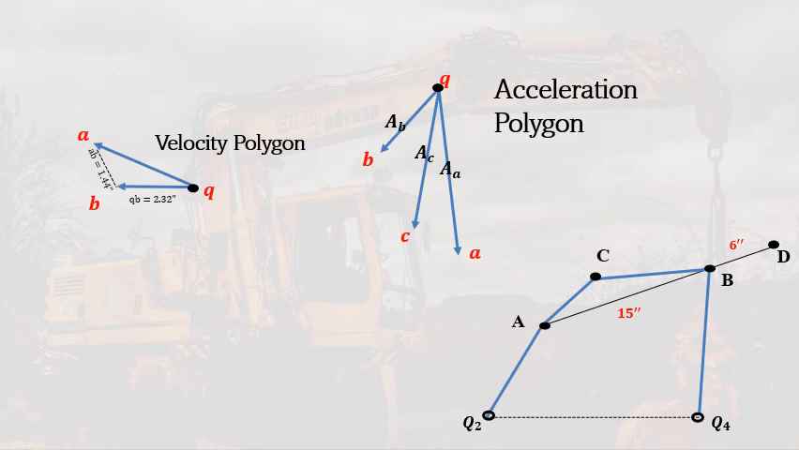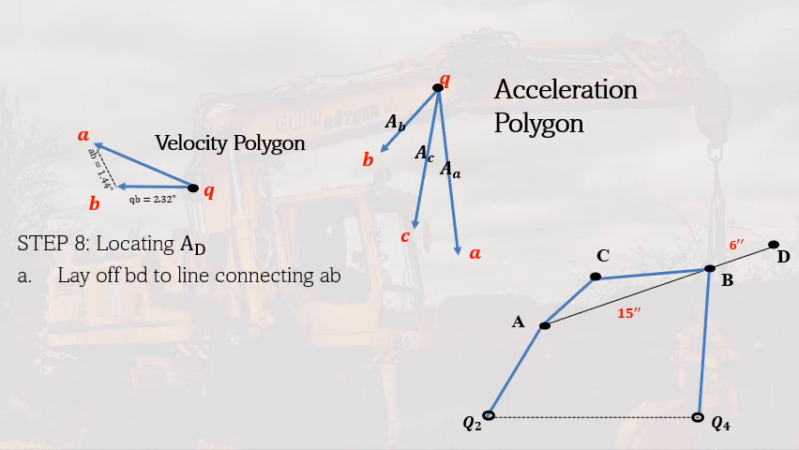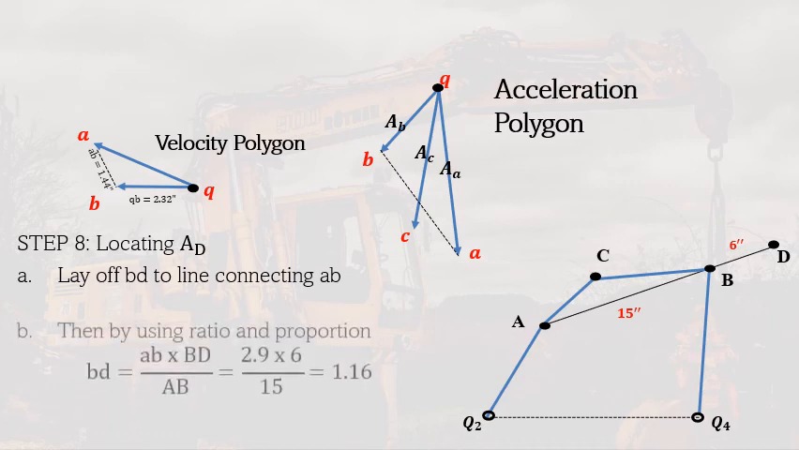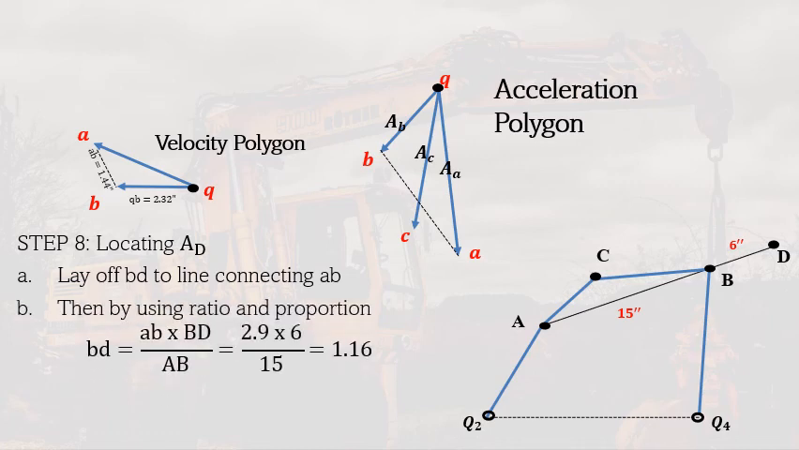Now that we have the acceleration of B, acceleration of C, acceleration of A, then it's time to get the acceleration of D. So we locate D by laying off BD to the line connecting AB. So we connect AB and then we lay off BD. We can use acceleration and proportion because again, this acceleration polygon is just a mirror image of the actual. So by ratio and proportion, we get the value of BD as we can create ratios of this length here and also the mirror here.